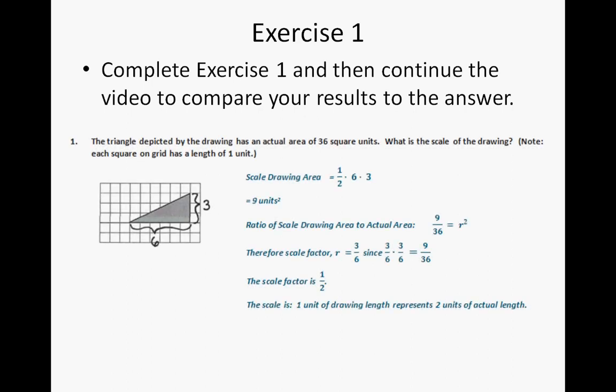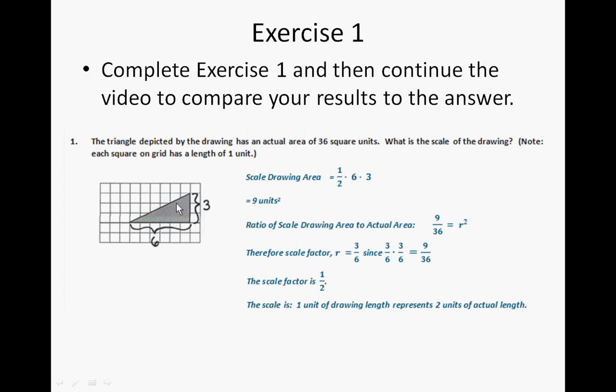Well, the triangle depicted by the drawing has an actual area of 36 square units. Now that is not what is shown here. They're giving this information. So the actual triangle is 36 square units, and this is a scale drawing. Note each square on the grid is 1 unit. So the scale drawing area is 1/2 times the length times the height. So 3 times 6 times 1/2 is 9 square units.